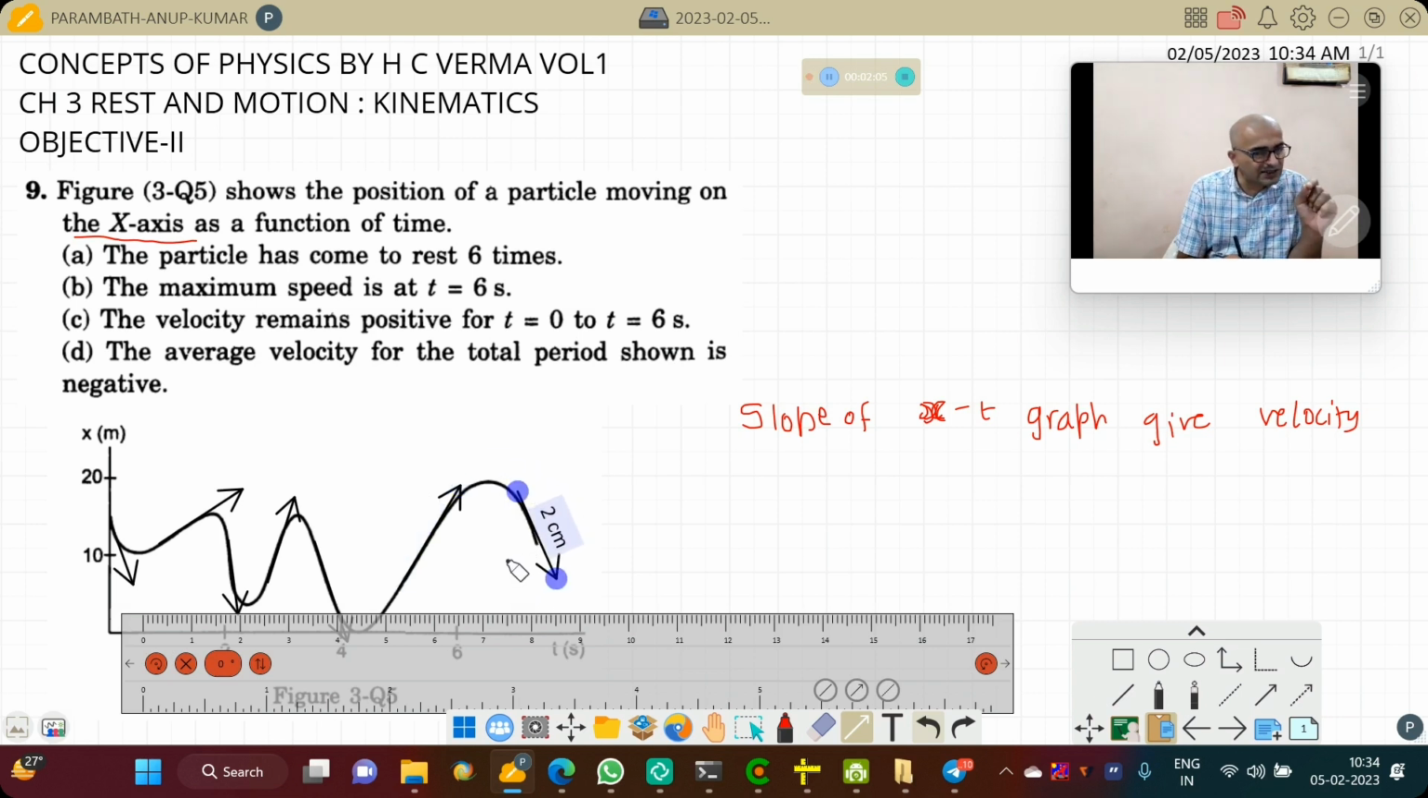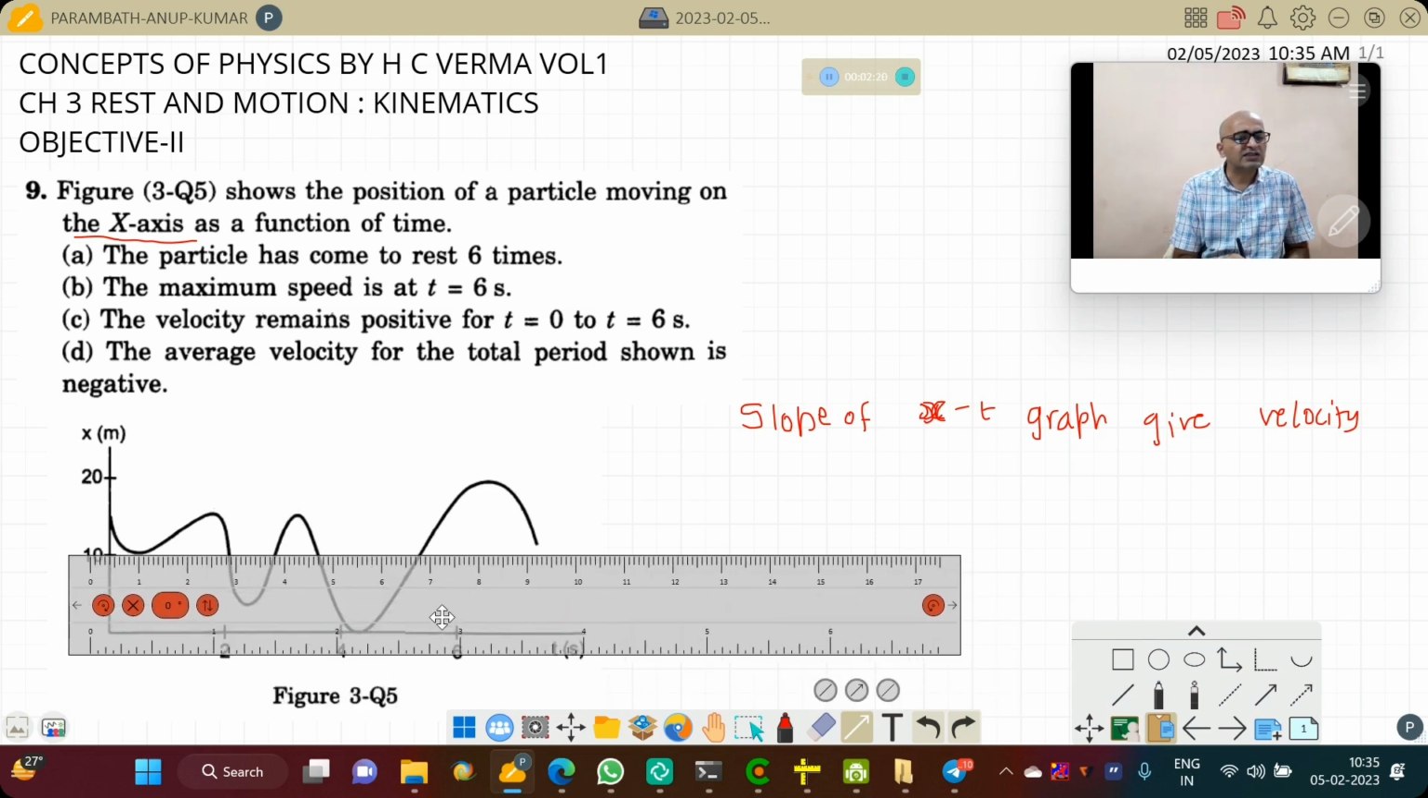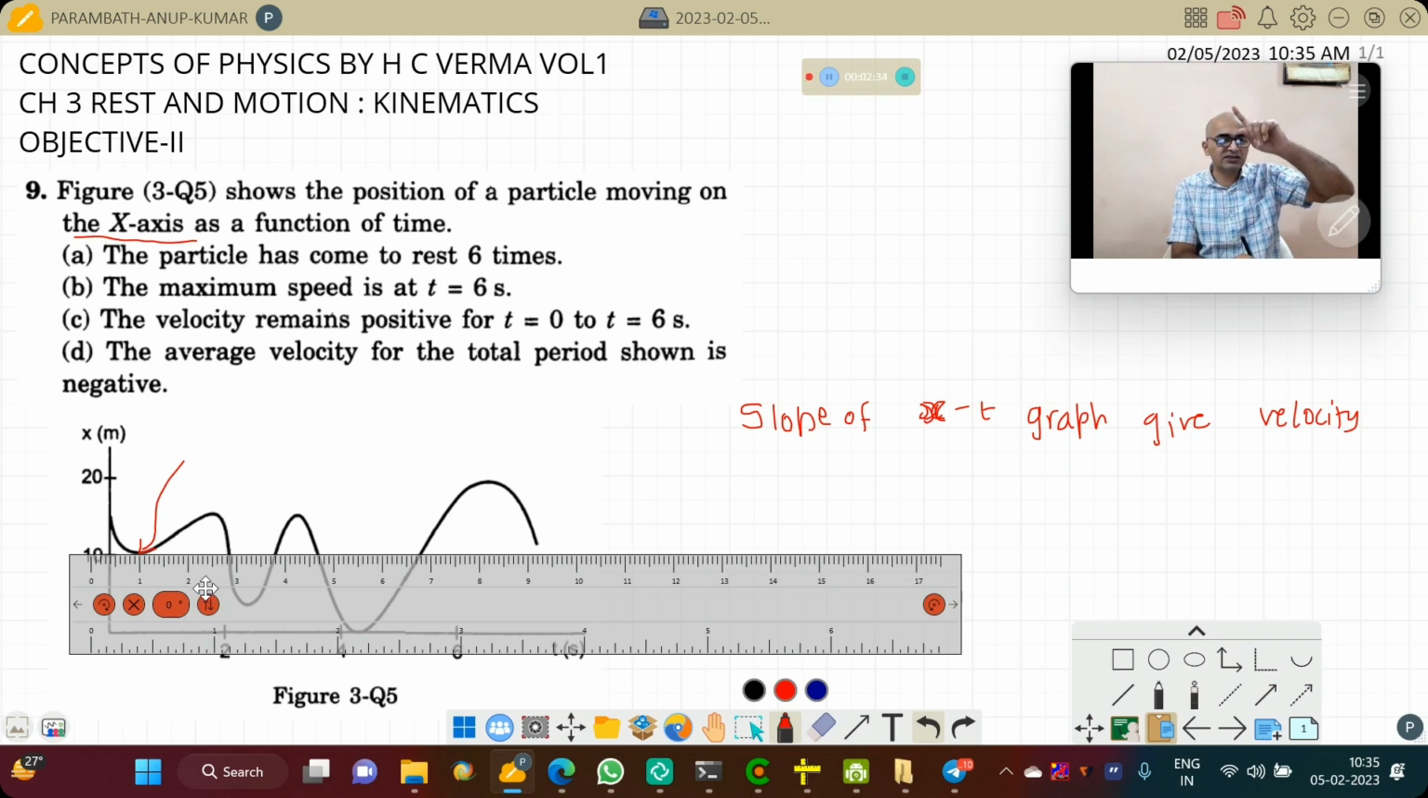I hope the idea is clear to you, students. Now, when the slope is 0, that is, the tangent is a horizontal line. Let us see where it has a horizontal situation. At this point, at this location, you can very well see that the particle has a flat curve. At that location, the particle has 0 velocity. Our particle is at rest momentarily, not continuously.